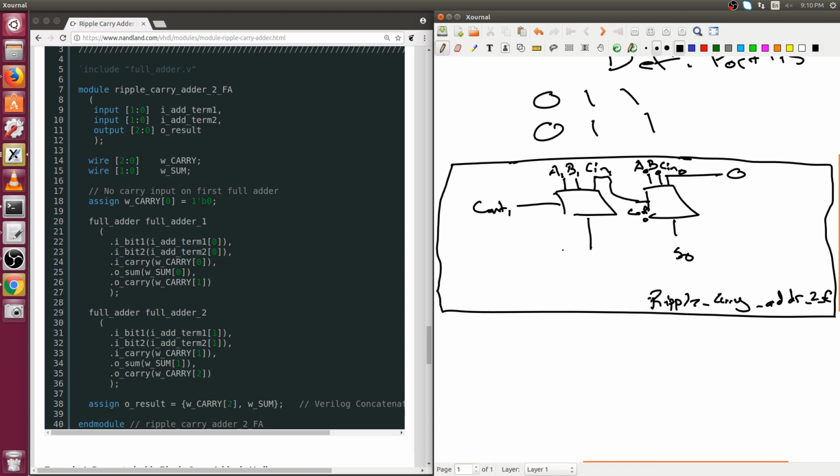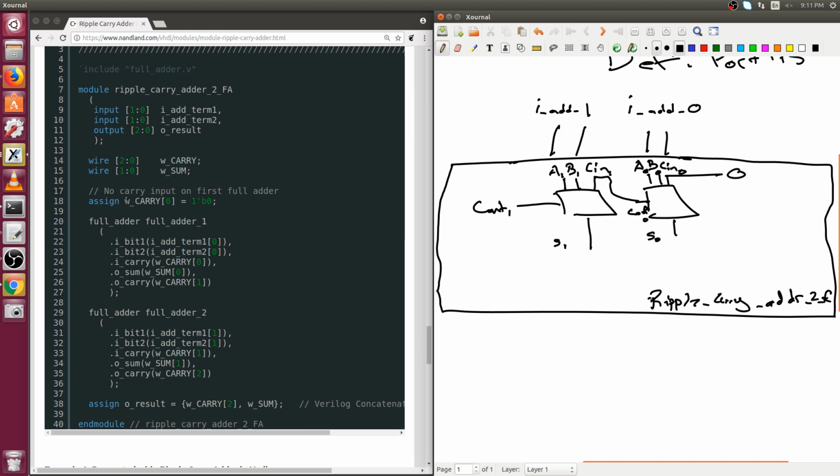Now, when we say we have an input [1:0], that means we have two inputs for term 1 and two inputs for term 2. That means that A and B are going to be coming from out here, and then these A and B are going to be coming from down here. So this is A and B 0 and A and B 1. So this will be I add, we'll just do I add 0 and I add 1. And remember, this is an array, so there's 2 in here.